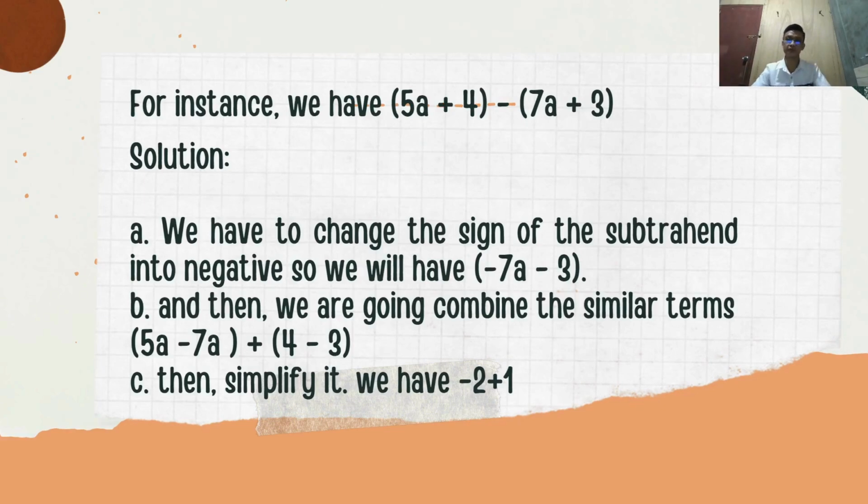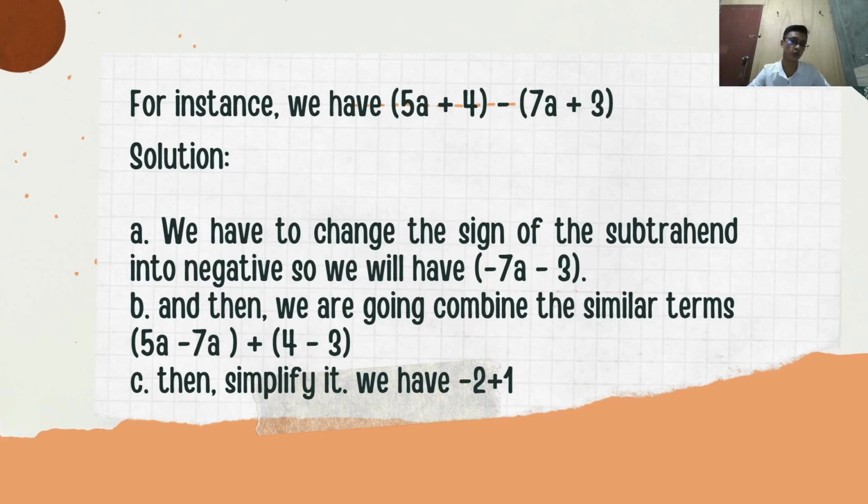So, an example for us to be able to understand it further. We have 5a plus 4 minus 7a plus 3. So here's the solution. We have to change the sign of the subtrahend into negative. So we will have negative 7a minus 3. Why is that so? The negative outside the parentheses, we just multiply it. So it becomes negative 7a. Negative times 7a is equal to negative 7a. Negative times positive 3 is equal to negative 3. I hope you got it.